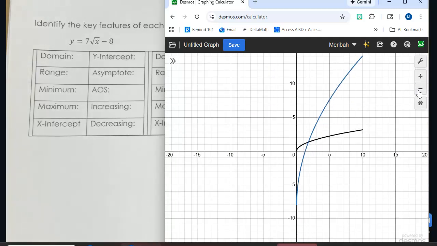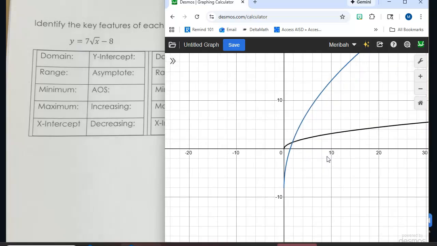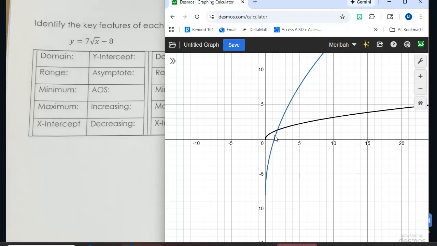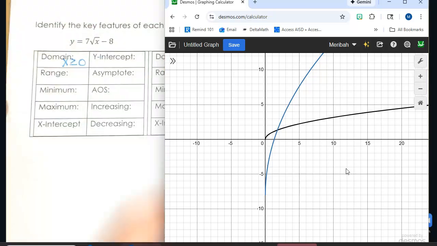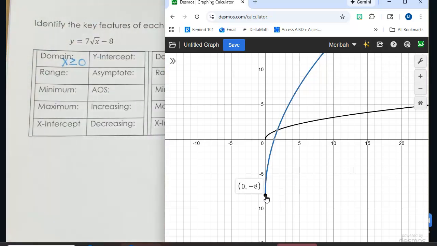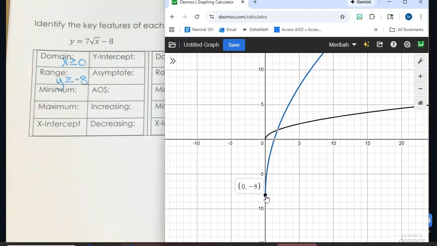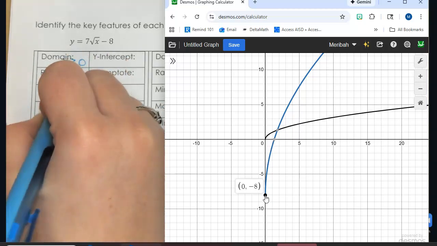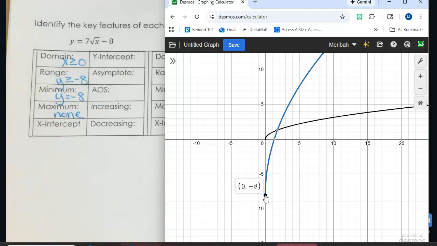I can zoom out a little bit so you can see that dilation really stretches up and makes it super tall. So my x values still start at 0 and go off to positive infinity, so x is still greater than or equal to 0. But my y values now start down here at negative 8 and go off to positive infinity, so y is greater than or equal to negative 8. We do still have a stopping point here, so my minimum y value is going to be negative 8, and we have no maximum.